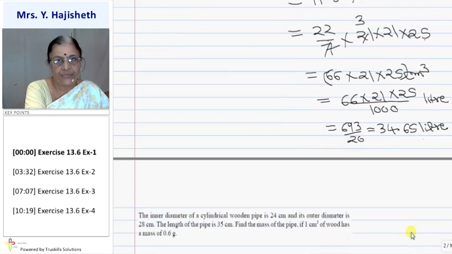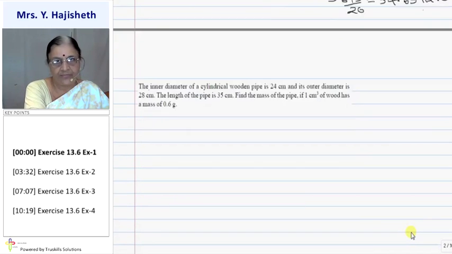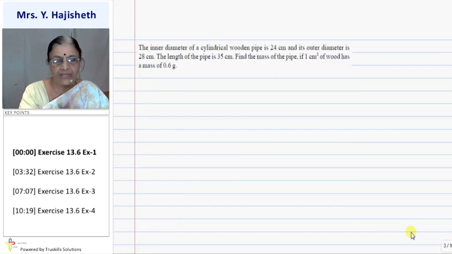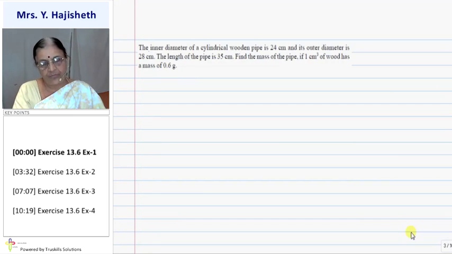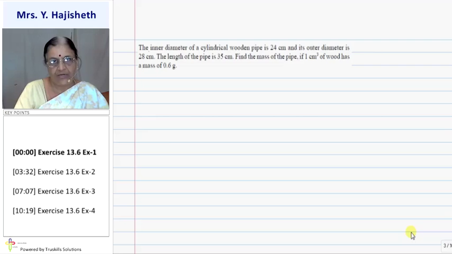Okay. It's a very simple sum. From circumference we found out the radius, and from radius and height we find out the volume.